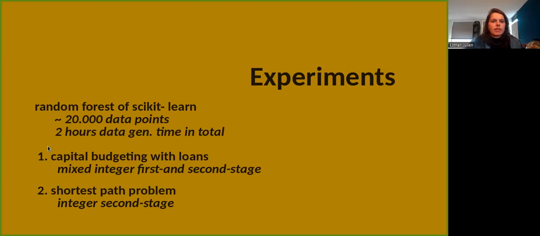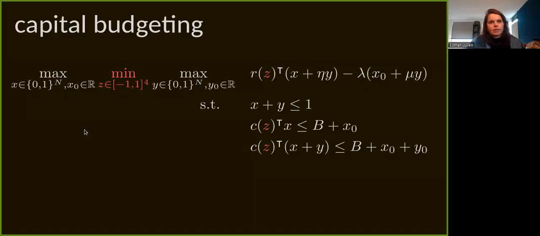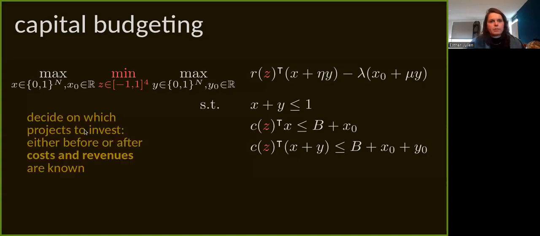But the data generation was only 2 hours in total, so you can also parallelize it on a bunch of different nodes. So it doesn't really take 2 hours for yourself. Okay, let's go to capital budgeting.